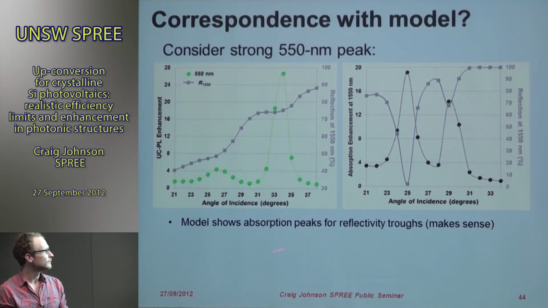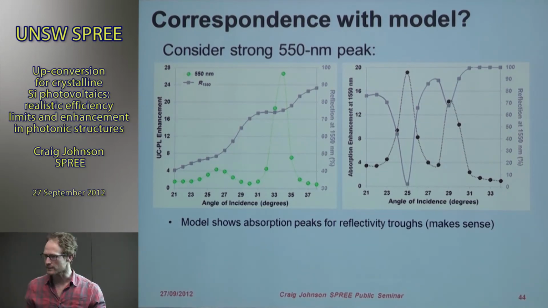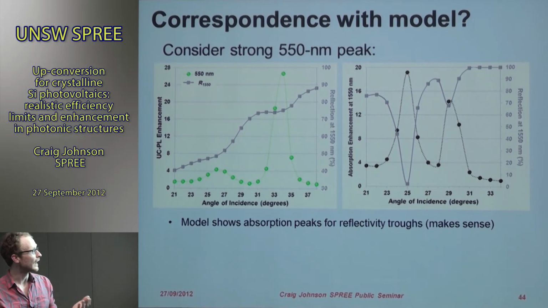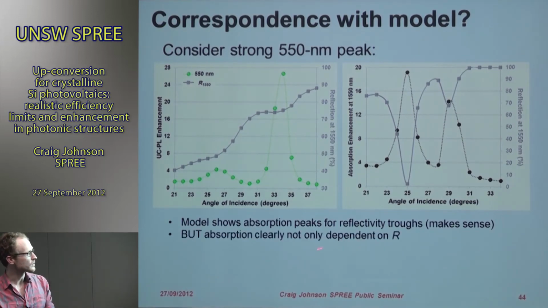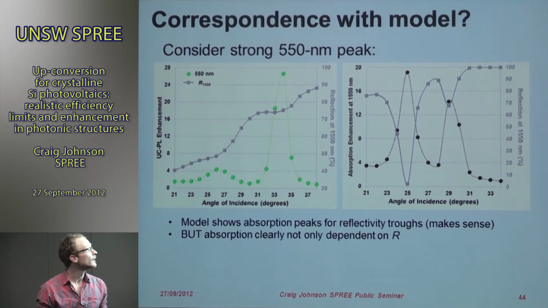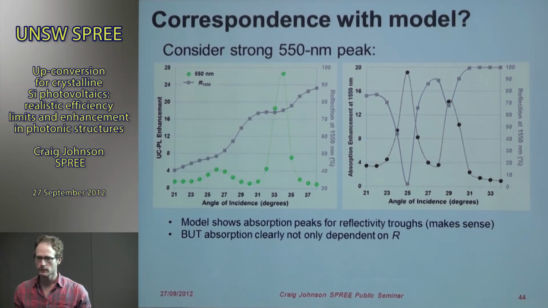So there are absorption peaks for reflectivity troughs. That's not a surprise. As the reflectivity goes down, absorption goes up. However, the absorption is clearly not dependent just on the reflectivity itself. For example, take this point here where we have an enhancement of 14. There's an identical point here where the absorption is around 8, and then crossing this line, another really low absorption. So it does appear to correspond to something else in addition to the absolute value of the reflectivity.